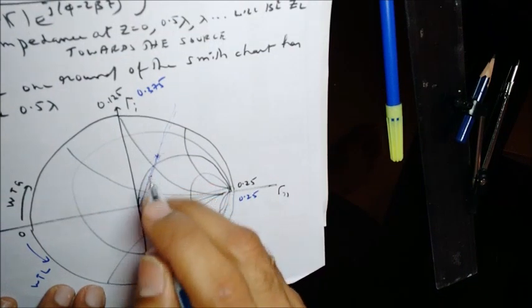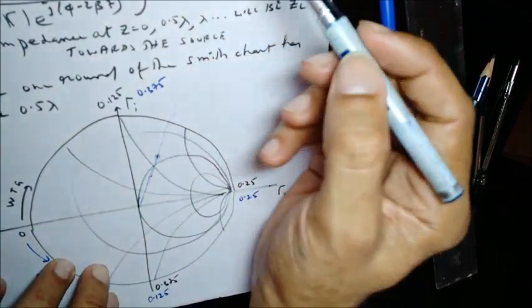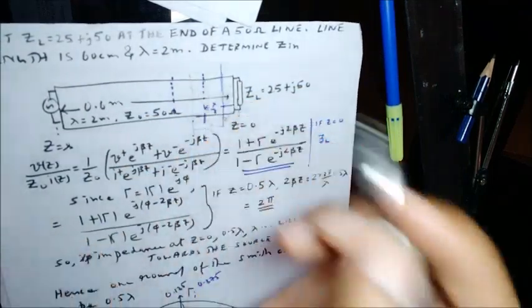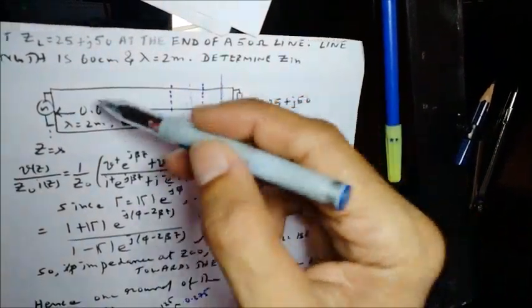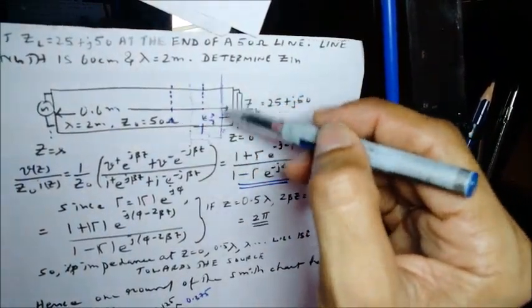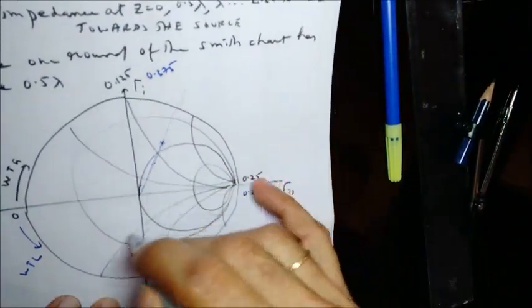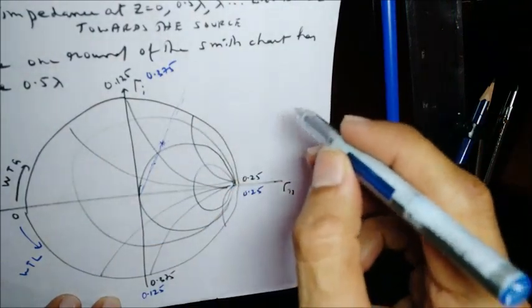Now this going around the Smith chart is akin to traversing through the transmission line from a particular point towards the generator a distance of lambda by 2. Because as I said, if I traverse towards the generator a distance of lambda by 2, I end up getting the same impedance. So one round around the Smith chart is akin to going towards the generator from a point on the transmission line a distance of lambda by 2.